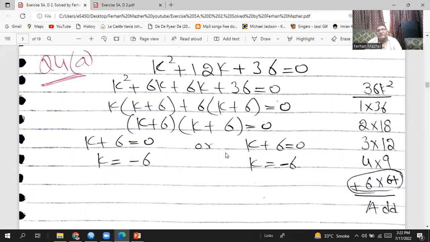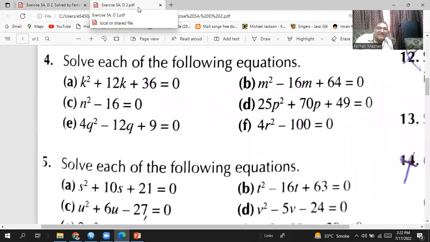Now those factors, those brackets, are multiplying with each other, and their product is equal to 0. So either the first bracket is 0 or the second bracket is 0. Either the first factor is 0 or the second factor is 0, so we will make them 0. K plus 6 equals to 0, so k will be equal to minus 6. In the same way, the second bracket is also the same. K plus 6 equals to 0, you will get k equals to minus 6. So you get the same answer. There is only one solution for this quadratic equation, and that is k equals to minus 6.